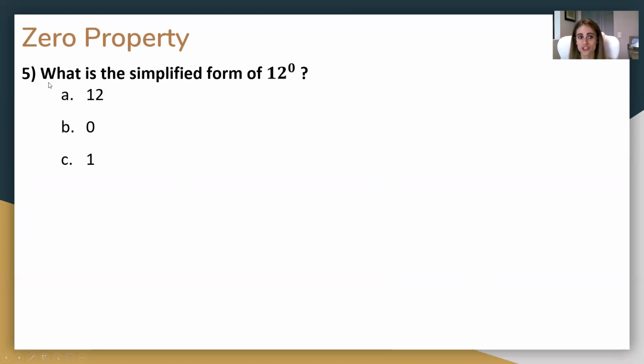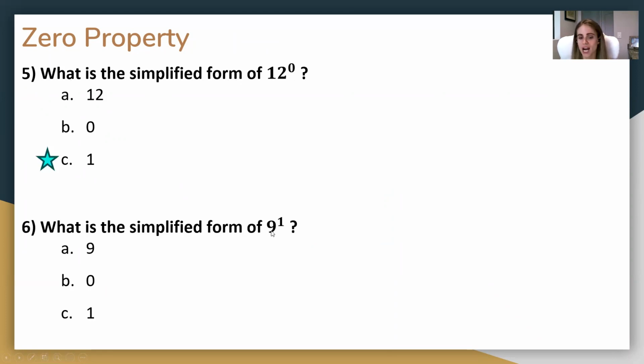All right, how about this question? What is the simplified form of 12 to the 0 power? Yeah, if we follow our rule, it is 1. Now, what's the simplified form of 9 to the first power? That would be 9, all right? So if you guys didn't catch this in your lessons, if you have a number that you don't see an exponent with, it technically has an exponent of 1, because 9 times itself 1 time is just going to be 9. So it's important to note that these result in 2 very different answers, a 0 exponent compared to an exponent of 1.